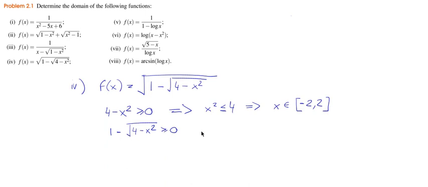And this one means that, let's see, 1 is greater or equal than the square root of this. Again, we can square both sides, and because these two parts are positive, if we multiply them by themselves, the direction of the inequality doesn't change. Or in other words, we can say that x squared has to be greater than or equal to 3.